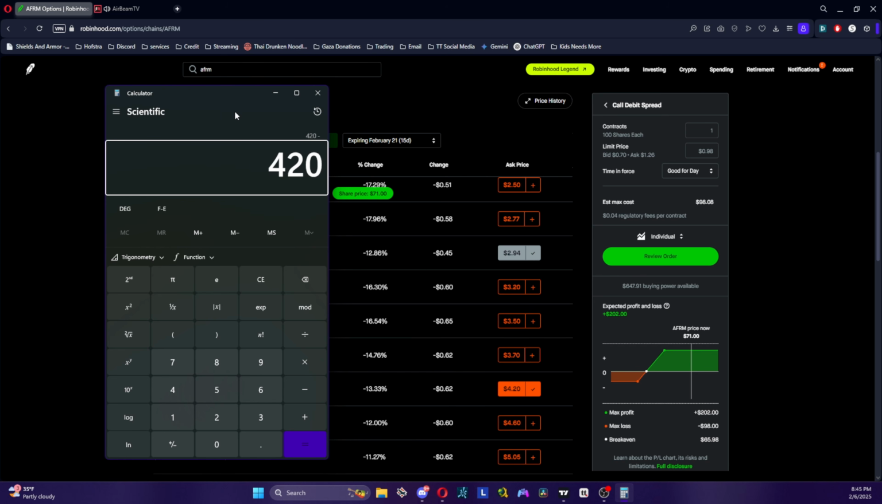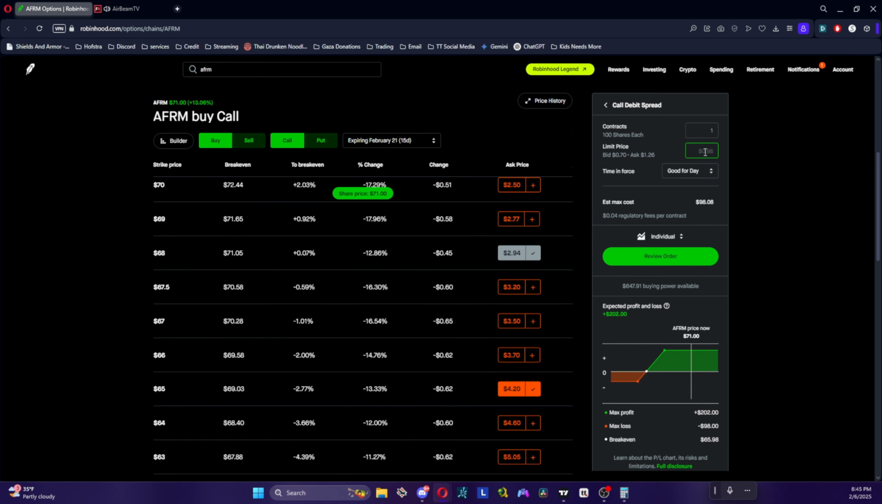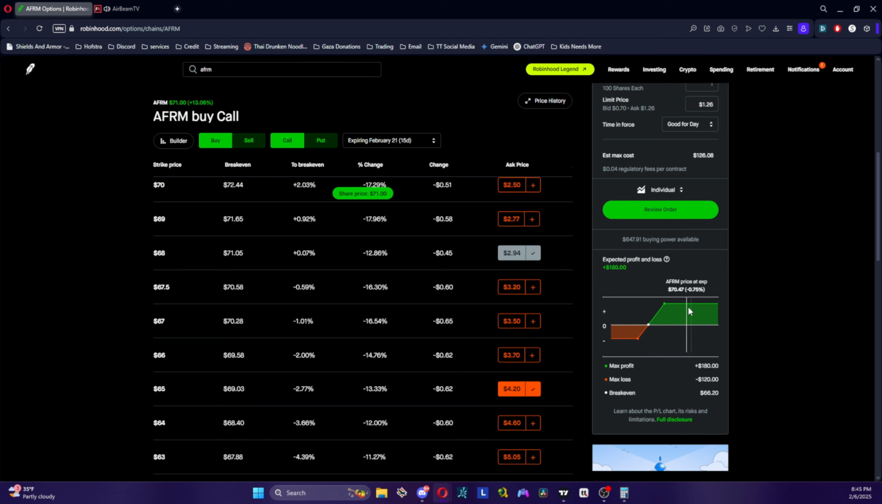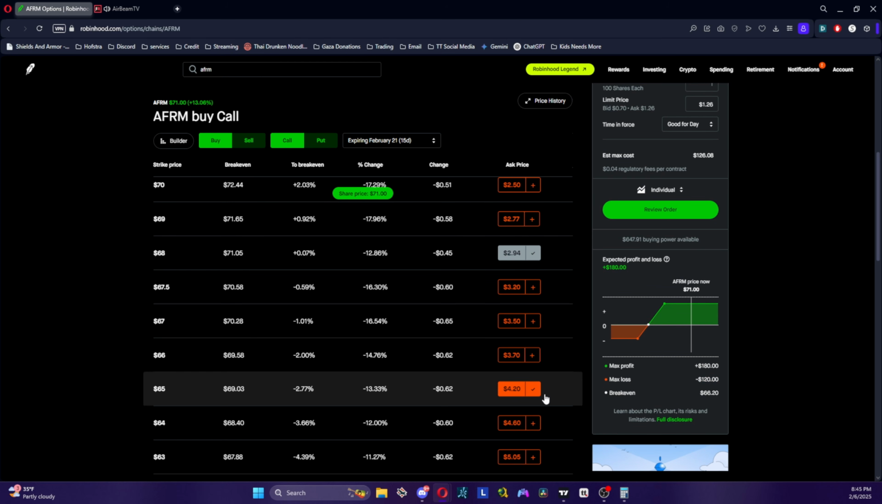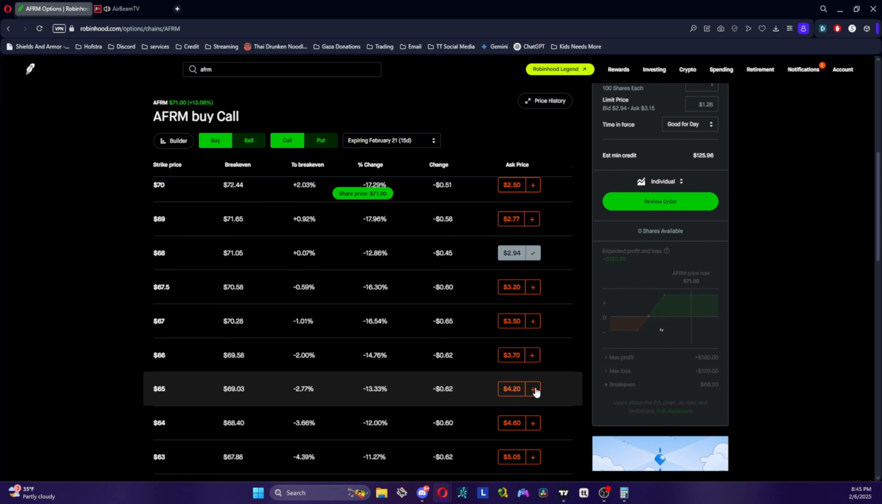So if we do 420 minus 294, you see our max cost will be 126. So that will be our cost, 126, right? Max cost, and you'll see our max profit is 180 versus our max loss is 120. So you're thinking, okay, maybe that's not the greatest risk to reward.